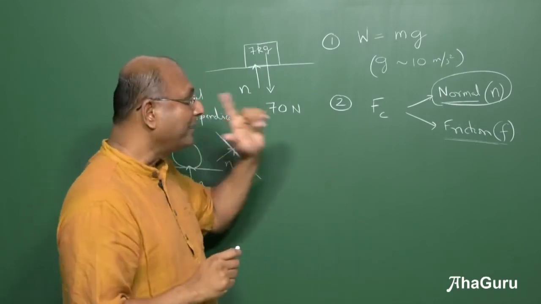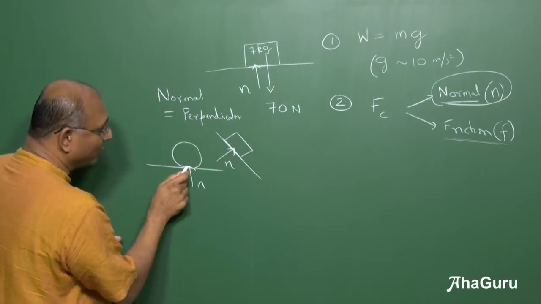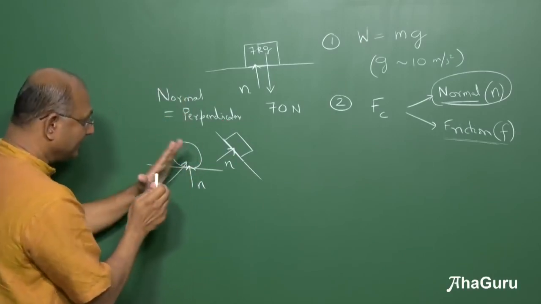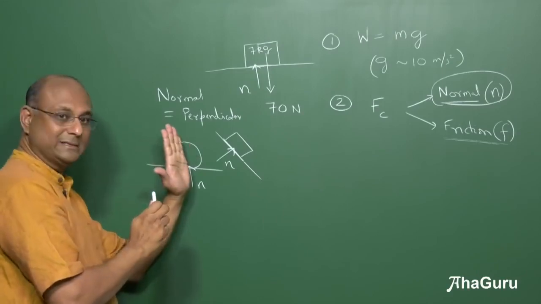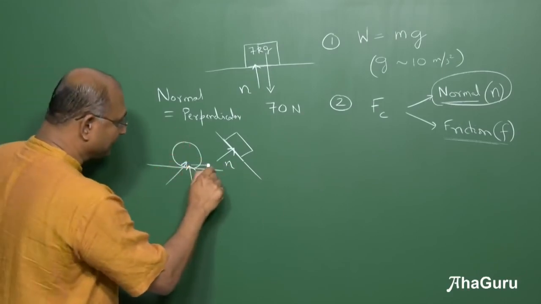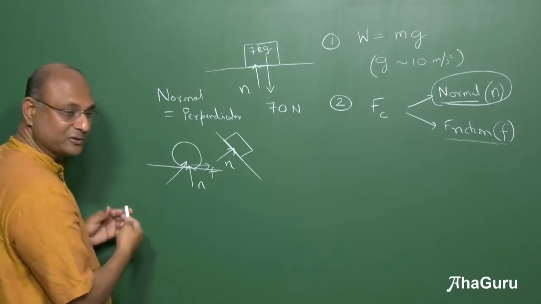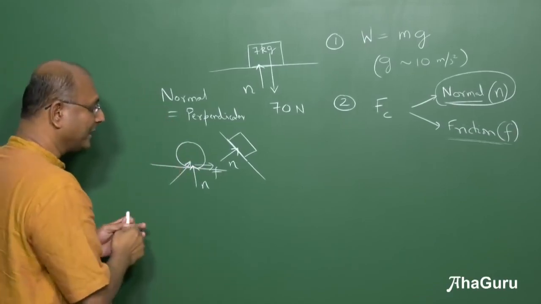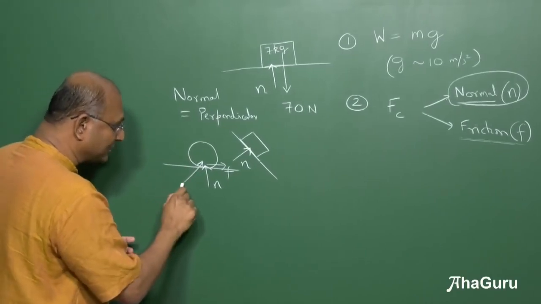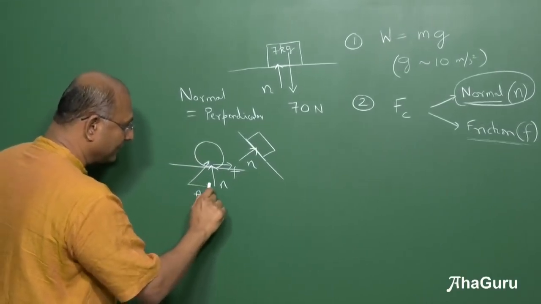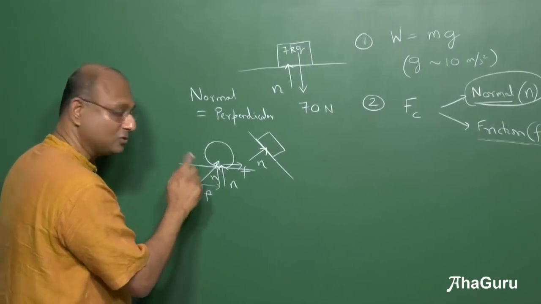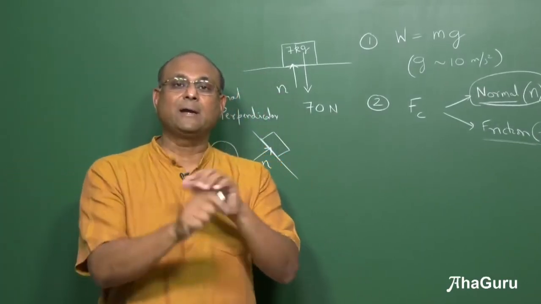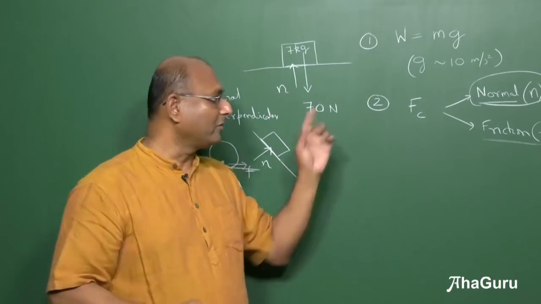Now it may not be normal, because if this force was not like this, it was like that. This has two components, one like this, one like this. This force we call friction force. This component of the force we call normal force. So normal force is not this entire force. This is friction, this is normal. So what is normal force? The part of the contact force which is perpendicular to the surface, that's called normal force.